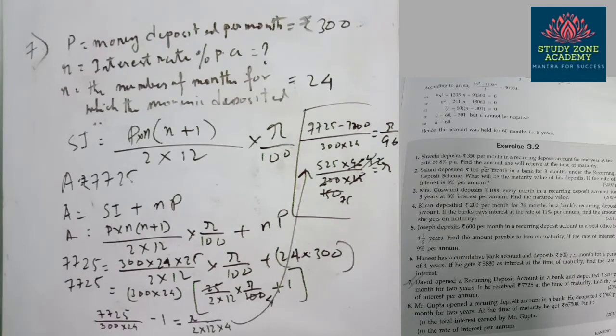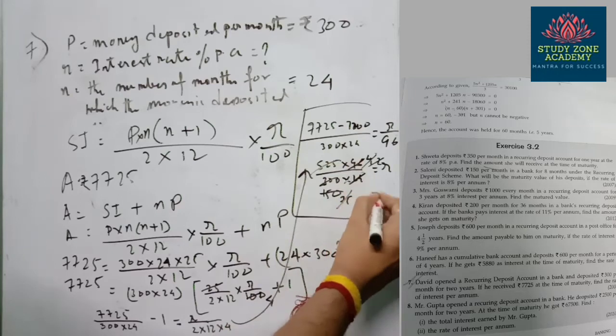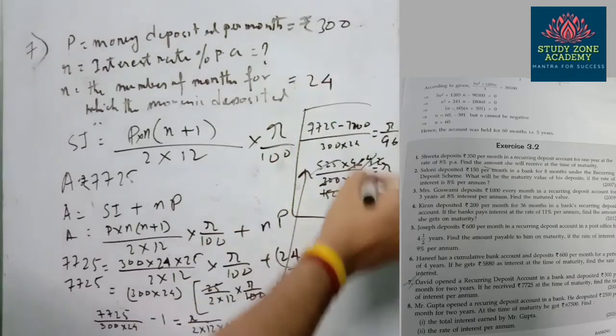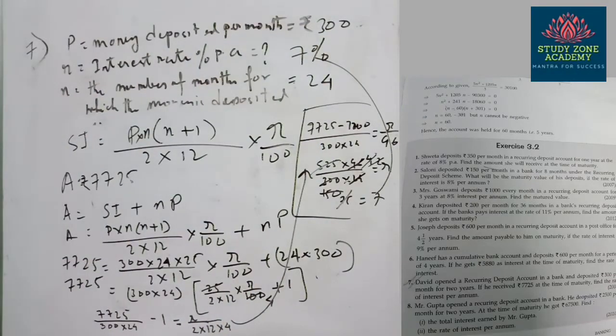75 goes into 525 how many times? Let us calculate that. So it goes 7 times. So as rate we are going to get 7%. Clear? Let us move on to the next sum.